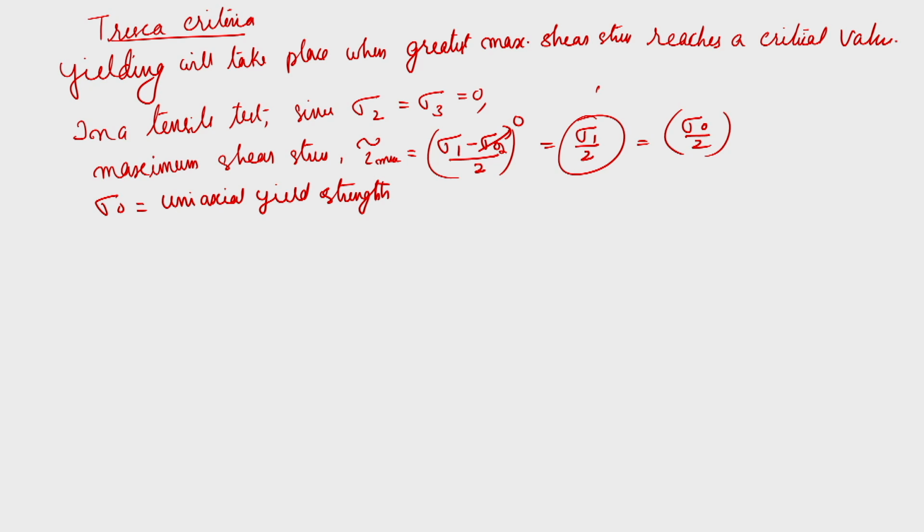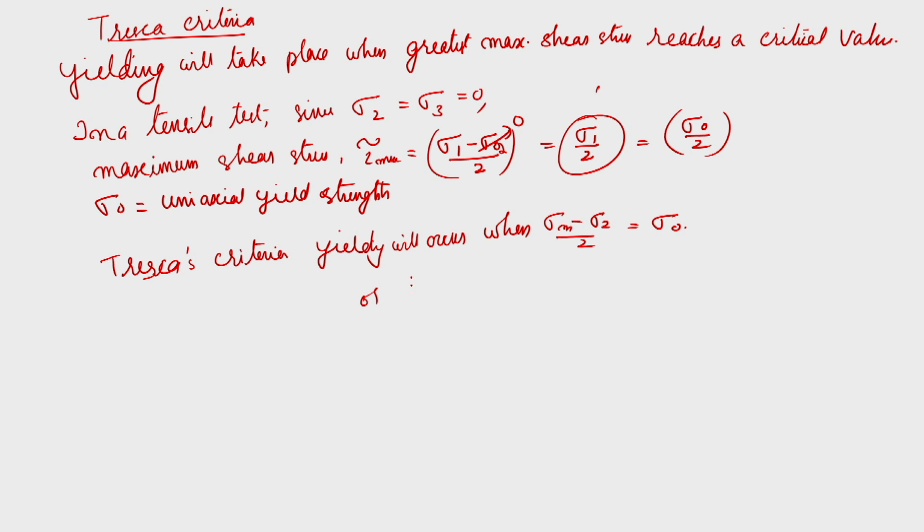So, Tresca's yield criteria: yielding will occur when (sigma max minus sigma min) by 2 is equal to sigma 0, or we can say the absolute value of sigma max minus sigma minimum is equal to sigma 0.